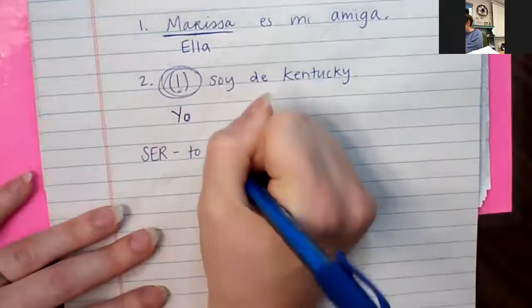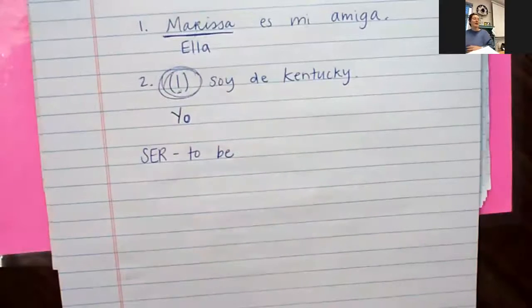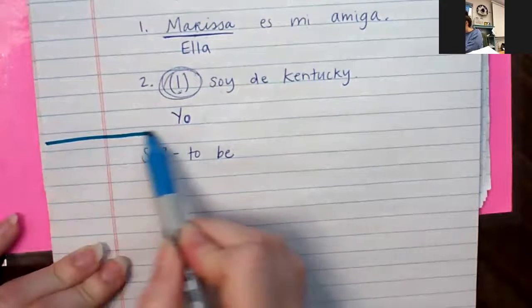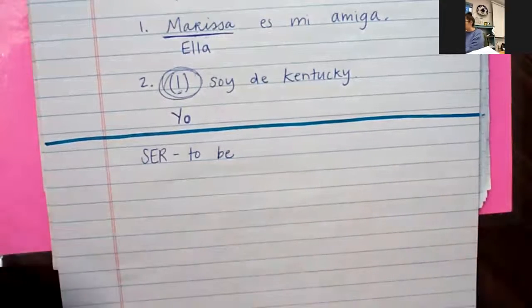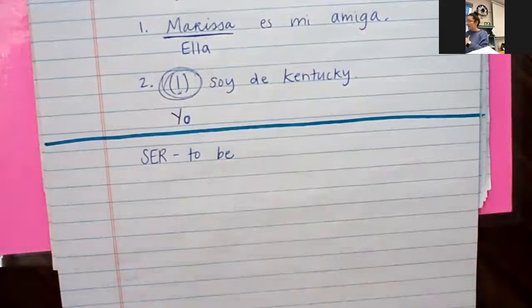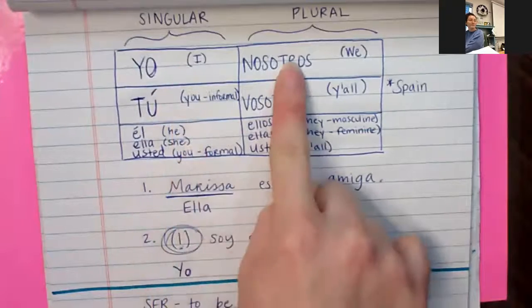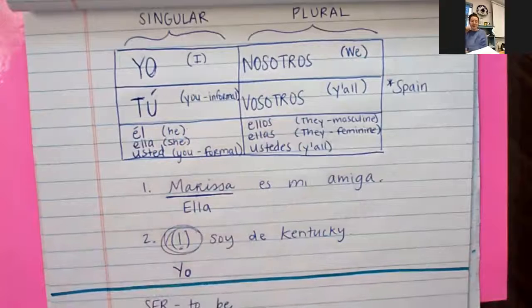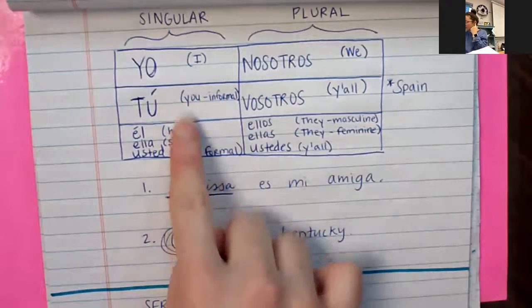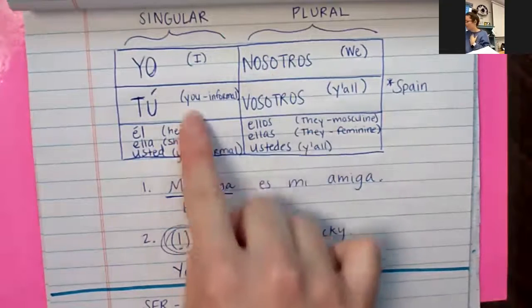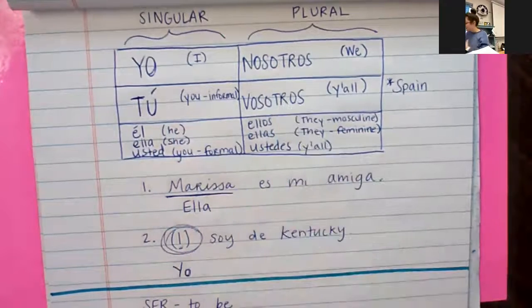So in Spanish, they have special conjugations. They have special forms of verbs to go with each subject pronoun. So all of your verbs in Spanish, every single one that we learn to conjugate, is going to have a different version of itself in each of these boxes.